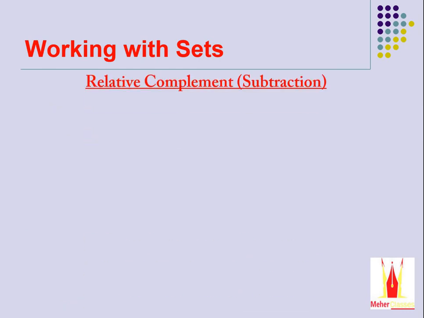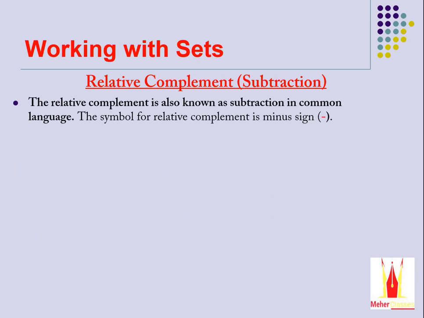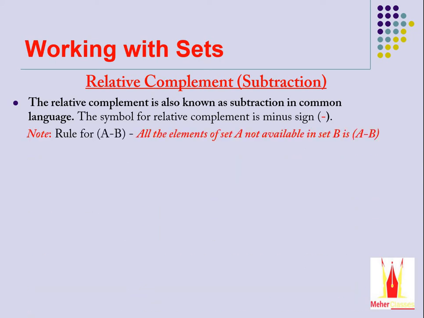Let's talk about relative complement. This is something which is known as subtraction. The symbol for a relative complement is always the minus sign. And here is a rule that you need to remember. If I say A minus B, that means I consider the first set as A and the second set as B. So all the elements of set A that are not available in B make up A minus B, which is pretty much straightforward. Let's take an example.